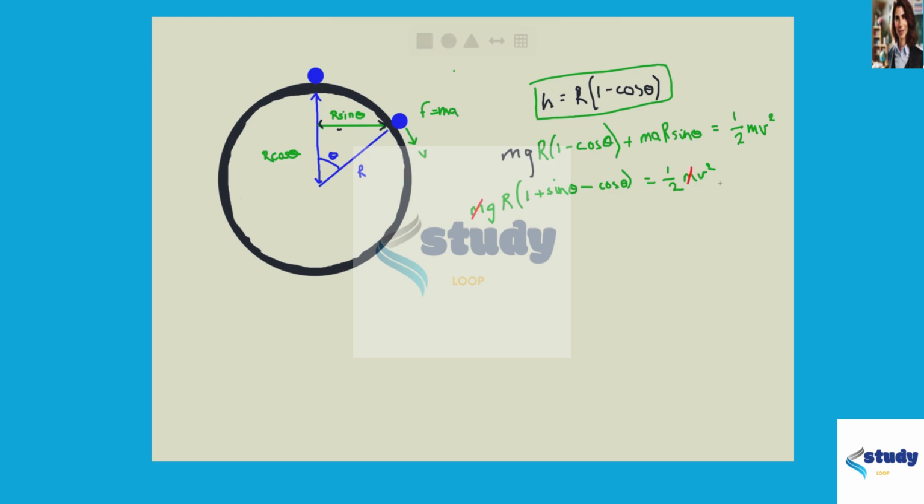Now rearranging this to obtain v squared and then square rooting both sides, we get a final expression that says v is equal to the square root of 2gr multiplied by (1 plus sine theta minus cosine theta). And that is our final expression for the velocity.